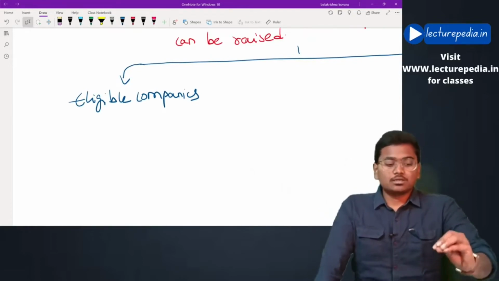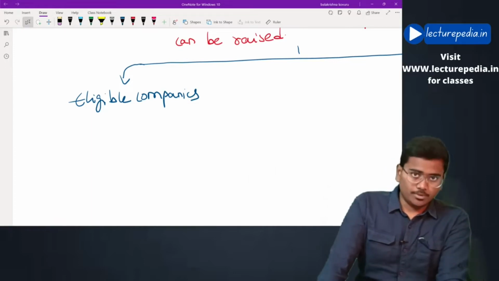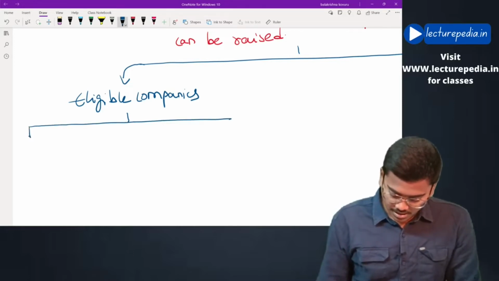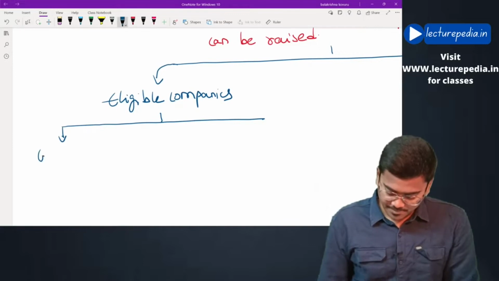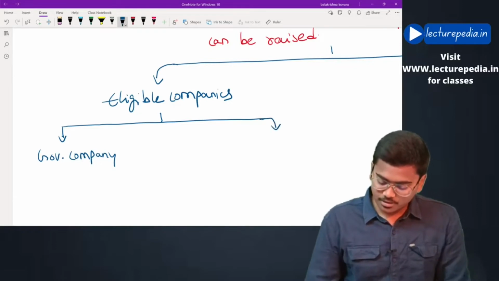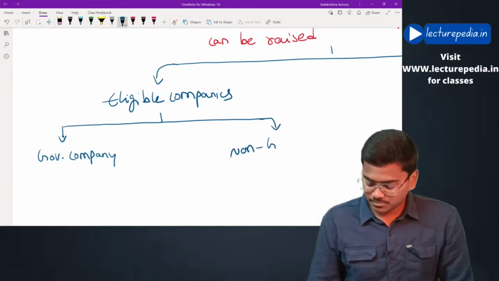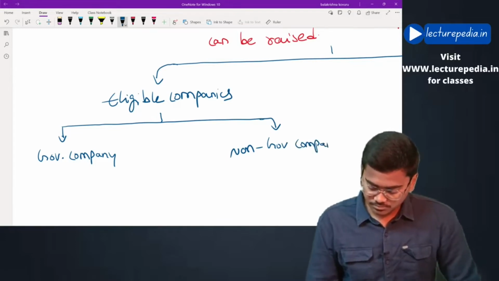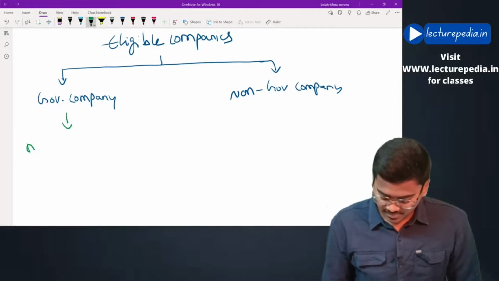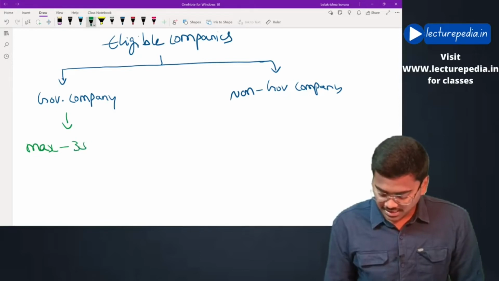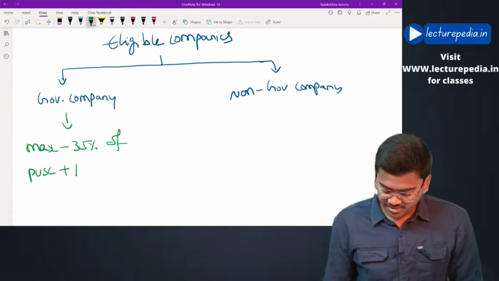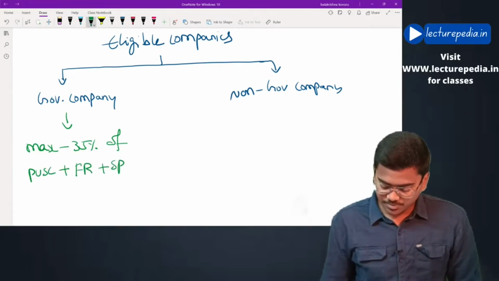Okay, once the company is an eligible company to raise deposits from the public, then you have to check whether the company is a government company or non-government company. If it is a government company, then the limit is maximum 35% of paid up share capital plus free reserves plus securities premium.